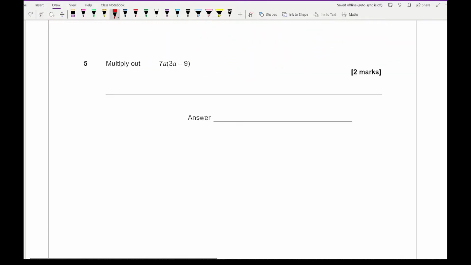Well, so then looking at question 5, it says multiply out. So we've got 3 times 7, which is 21. Then we've got a times a, which is a squared. And we've got 7a times 9. Well, 7 times 9 is 63. We've got a minus in.